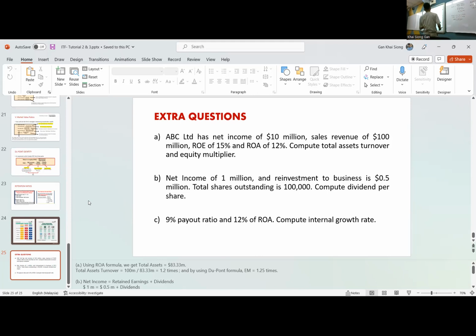Question B, easy. Net income of 1 million. Reinvestment back to business is 0.5 million, means that you pump it back to a business. Addition to retained earnings. Okay, total share outstanding is 100,000. Compute dividend per share. So very simple. Net income is 1 million, and then addition to retained earnings is 0.5. So if I want to find out the dividend payout, I just use 1 million minus 0.5 million. So that is the total dividends payout, which is 0.5 million, the dividends being paid out.